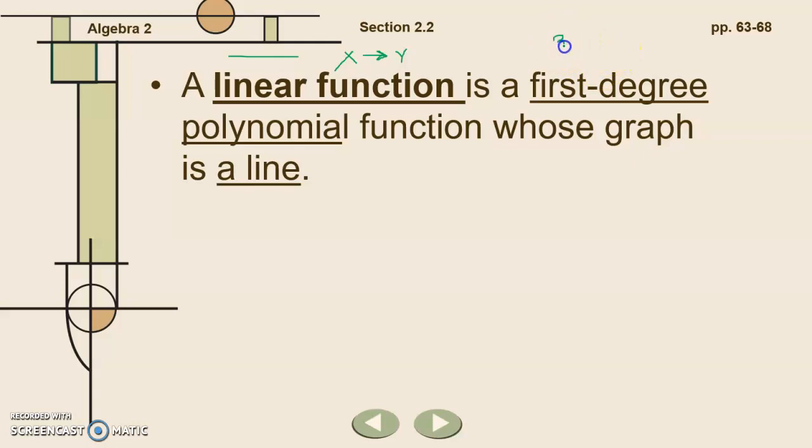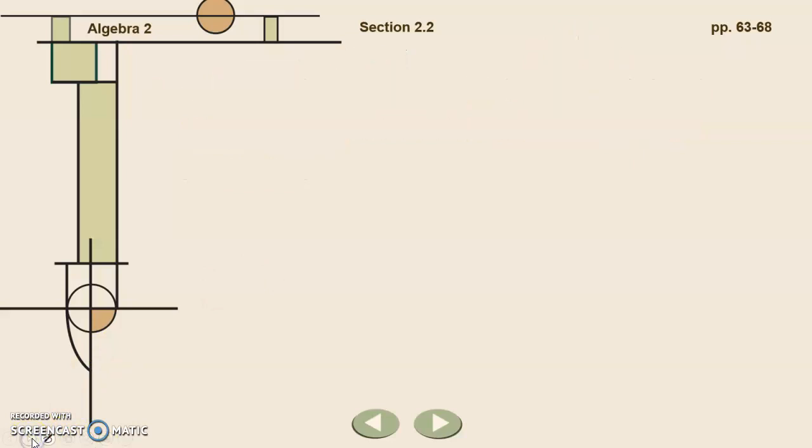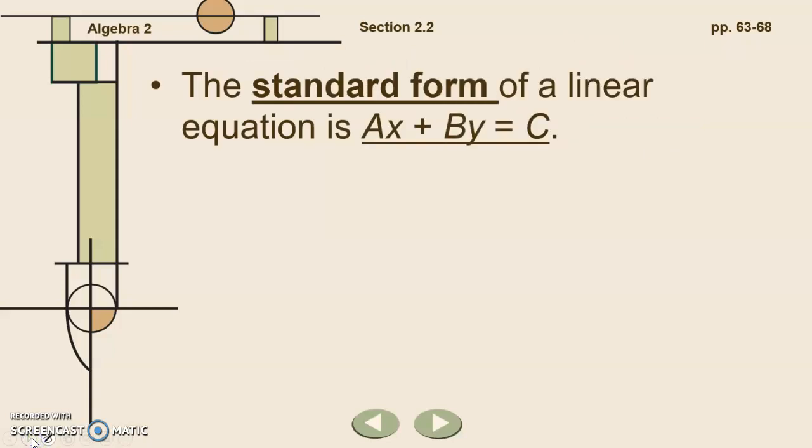So it might look like this, 3x plus 2. We have a polynomial, we have two terms, and the highest exponent here, x to the first power, is 1. So it's a first-degree polynomial whose function is a line. If we have an exponent of 2 or 3 or something else for that variable, then it's no longer a linear function. And we'll learn about those types of functions later. But let's stick with linear functions for now.